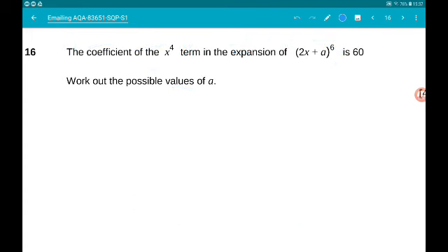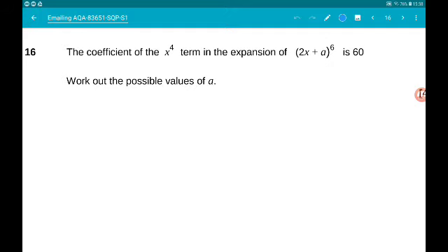In 16 we've got binomial expansion. So the coefficient of the x to the power 4 term in the expansion of 2x add a to the power of 6 is 60. Work out the possible values of a.